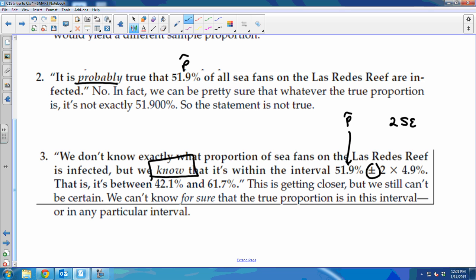So yeah, you could say we don't know exactly what proportion of sea fans on the reef is infected, but we are 95% confident that it lies between 42.1% and 61.7%. But we do not know that P is in that interval. We can never be sure of that. Okay? Do those 3 things make sense about why you can't say them?